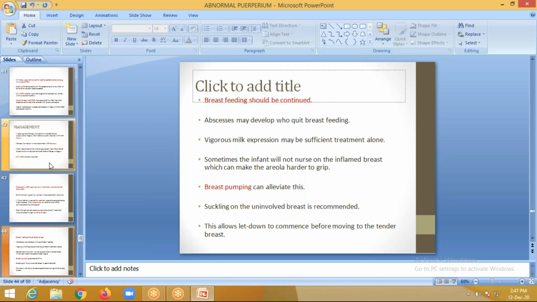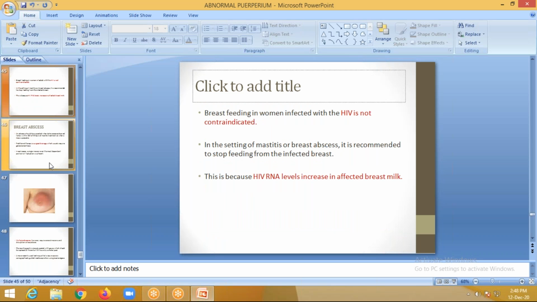Sometimes the infant will not nurse on the inflamed breast, which can make the areola harder to grip. Breast pumping can be used. Suckling on the uninvolved breast is recommended. This will allow let-down to occur before moving to the tender breast. Breastfeeding in a woman infected with HIV is not contraindicated. In the setting of mastitis or breast abscess, it is recommended to stop feeding from the infected breast because HIV RNA levels will be increased in the affected breast milk.